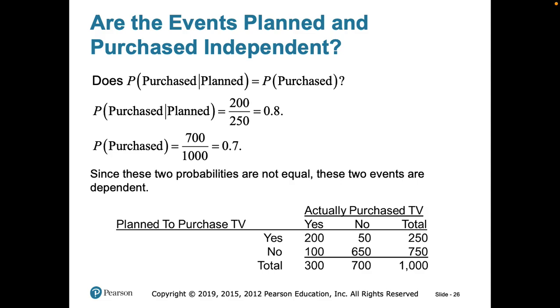So are the events plan and purchase independent, or are they joined together? Does the probability of purchase, given that they already planned, equal the probability of purchase? Let's take a look. The probability of purchase given that they already planned is 200 divided by 250, which equals 0.8. And the probability of purchase is 700 divided by 1,000, or 0.7. Because they're not equal, we can say these two events are independent.